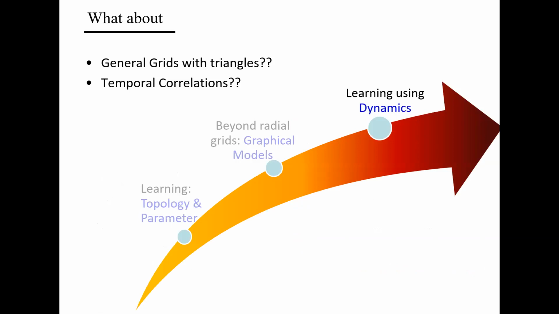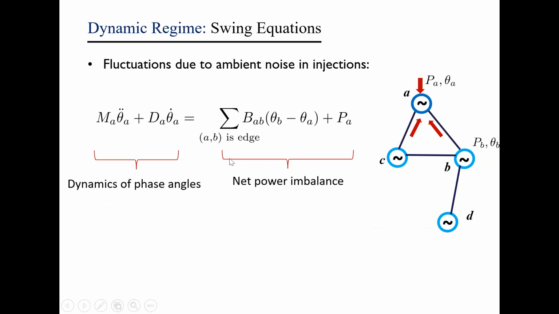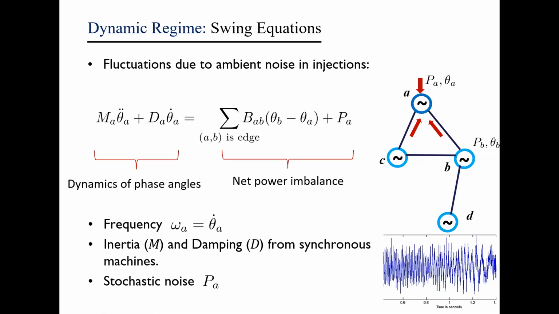Now, heading back all the way to the beginning of the talk where I talked about the kind of models that you have. One kind of model for looking at dynamics is this, when you have fluctuations due to ambient noise and injections, and this is the swing equation based model. Right? So the right-hand side is a net power imbalance. This in static power flow is going to be zero. And the left-hand side, because of this imbalance, there's going to be dynamics of phase angles, such as of phase and frequency. And M and D are basically constants associated with these dynamics. These are moment of inertia and damping. And one of them may or may not be present depending on if there's a synchronous generator there.